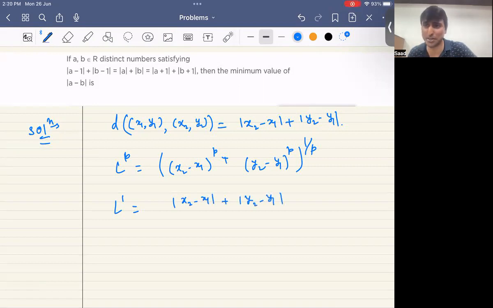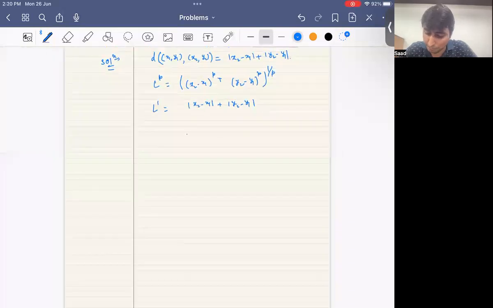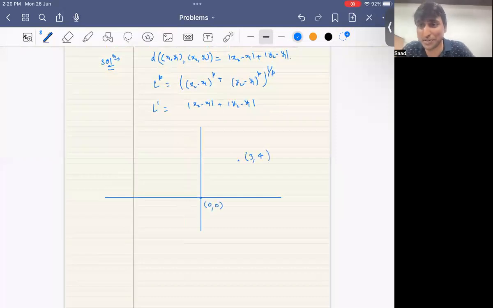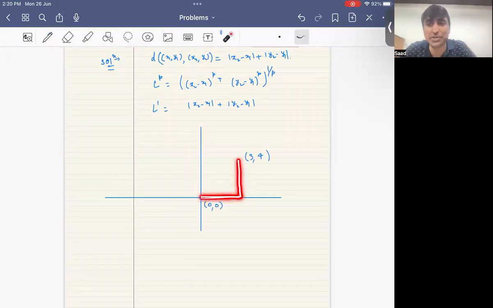So first of all, before I go ahead and solve this problem, let's make ourselves comfortable with the new idea of distance between 2 points. For example, say you're standing here at the origin, and here is a point 3, 4. The distance between the origin and 3, 4 is no longer 5 units. It's in fact 3 plus 4 units. So that's the distance between 0, 0 and 3, 4.